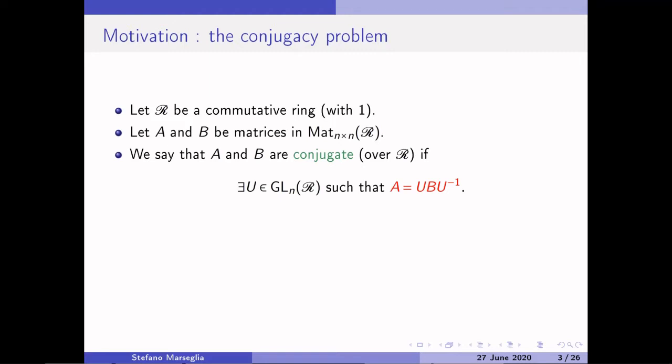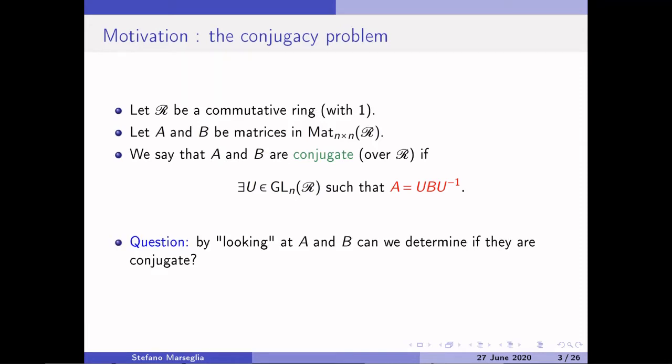All right. So if you think of A and B as operators acting on some free R-module, then U is going to correspond to a change of basis. It's going to tell you what happens if you change the basis of the operator B and you get actually the matrix representing the operator A. Cool. So a natural question is: if I just give you these two matrices, A and B, so you have a bunch of R elements inside, these are the coefficients, can you determine just by looking at them if they are conjugate?